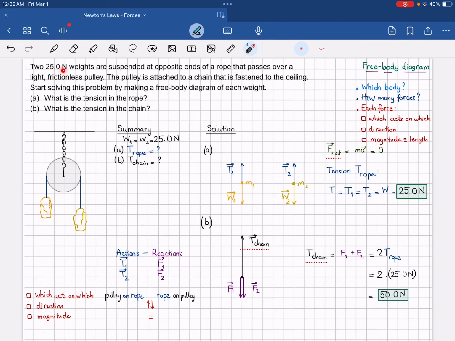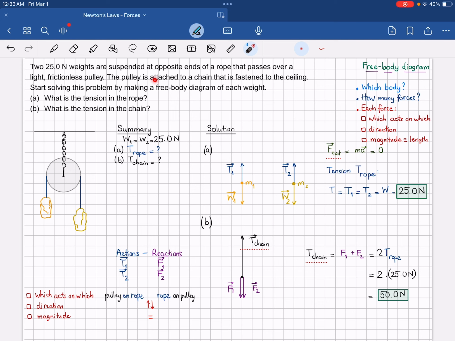Two 25 Newton weights are suspended at opposite ends of a rope that passes over a light frictionless pulley. So this is the weight, and we have two weights here. This is the rope, and this is the pulley.